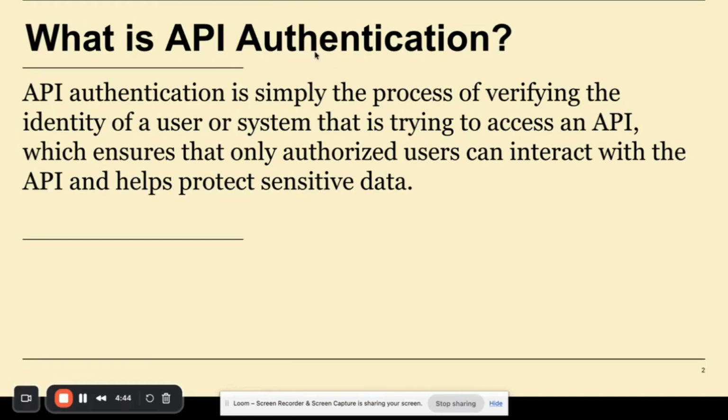So, what is API authentication? API authentication is simply the process of verifying the identity of a user or system that is trying to access an API, which ensures that only authorized users can interact with the API and helps protect sensitive data. Now, let's move on to our next page to see why API authentication is important.